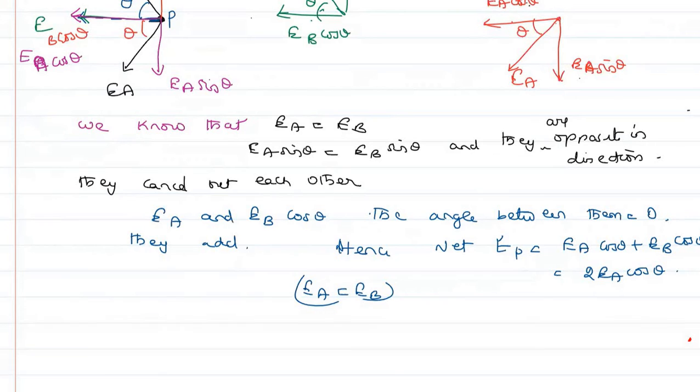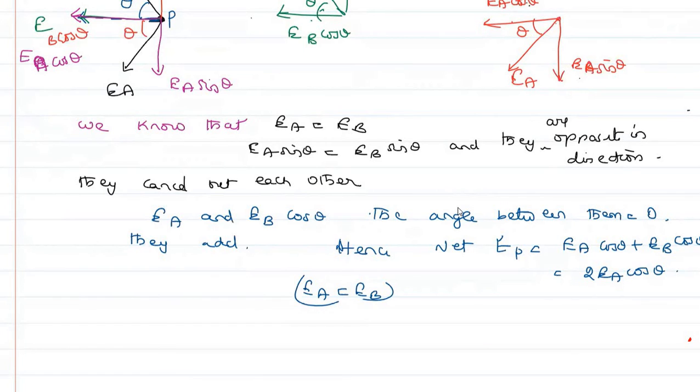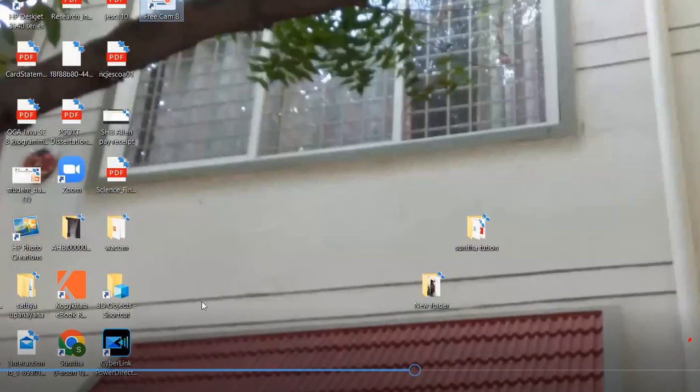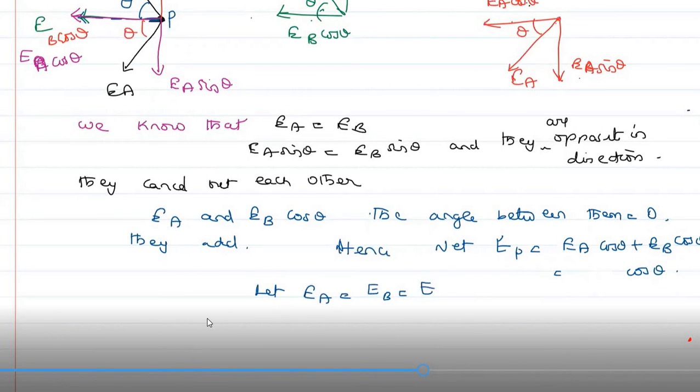EA cos theta plus EB cos theta, right? Since EA equals EB, we can take either one of them. If you don't get this point, let me close and open once again. So it is 2E cos theta, right?